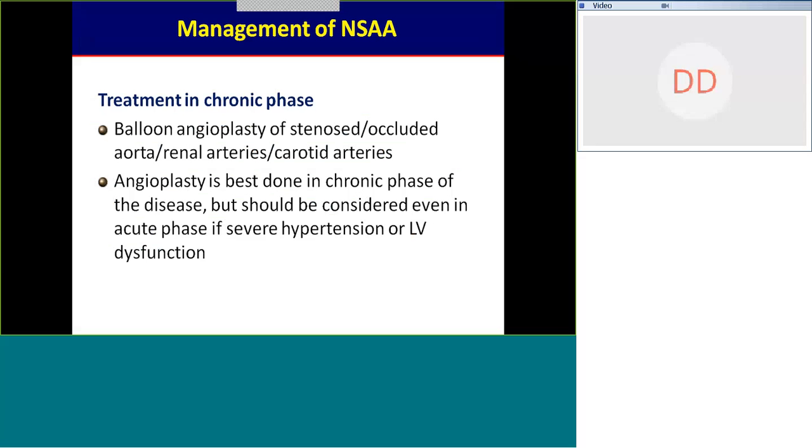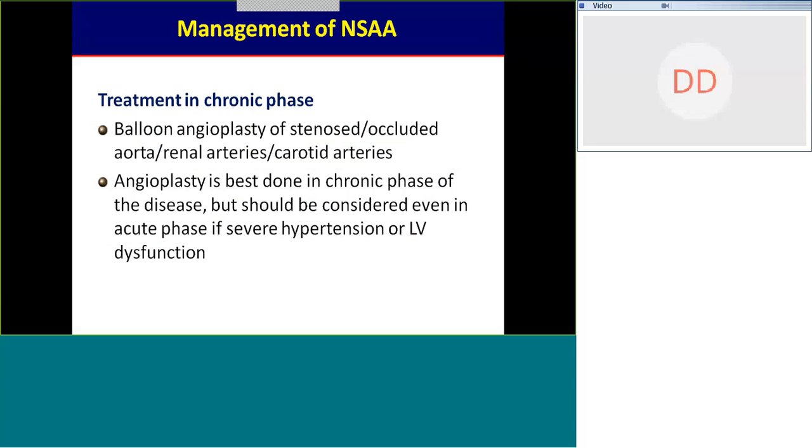Now, in the chronic phase, where the majority of our patients present, what we as cardiologists can offer them is balloon angioplasty of the stenosed or occluded segment, whether it is the aorta, the renal arteries, the carotid arteries or the subclavian arteries. Subclavian arteries we tend to dilate more often if there is claudication, but renal arteries and aorta are almost always dilated because they are likely to produce symptoms of hypertension or failure.